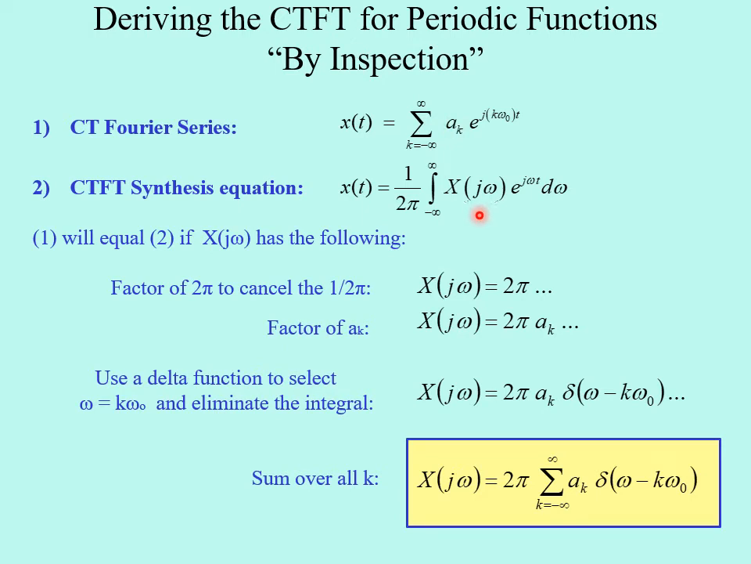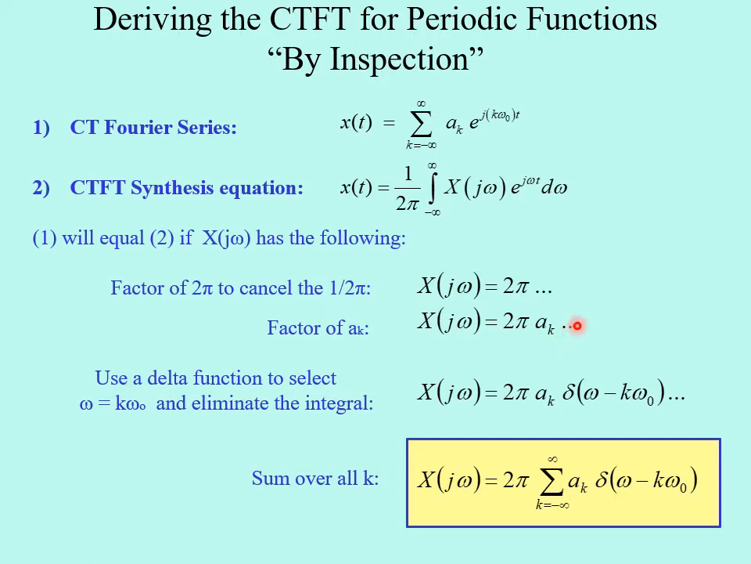So the first thing we need to do is notice there's no 2 pi or 1 over 2 pi up here, but there's a 1 over 2 pi down here. So x of j omega is going to have a factor of 2 pi in it. That will cancel the 1 over 2 pi. The next thing we can do is notice up here there's an a sub k, and here there's none. So that tells us that x of j omega is going to have a factor of the Fourier coefficient, a sub k, in it. So we're partway there.